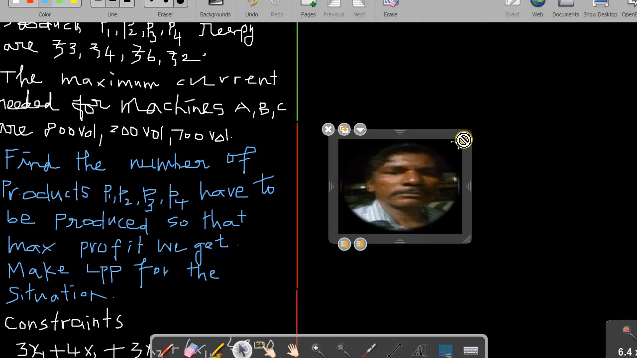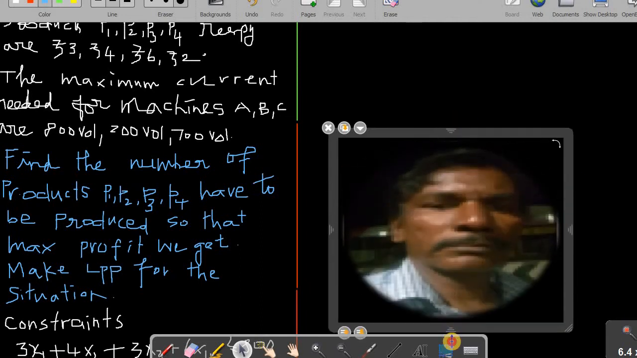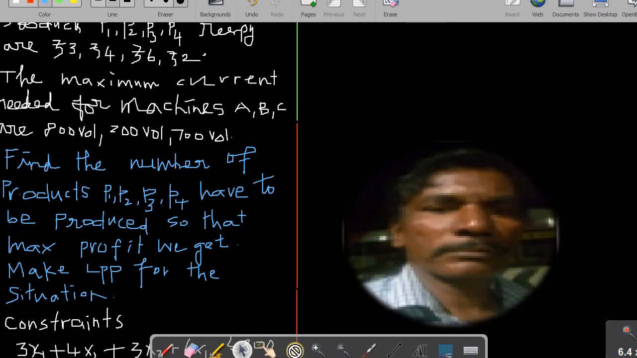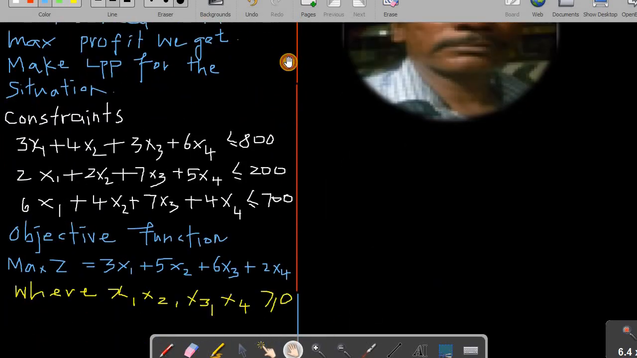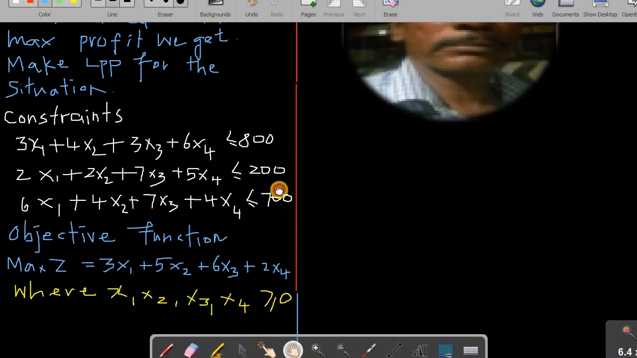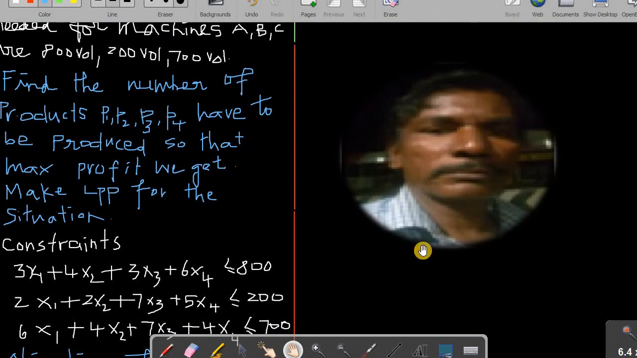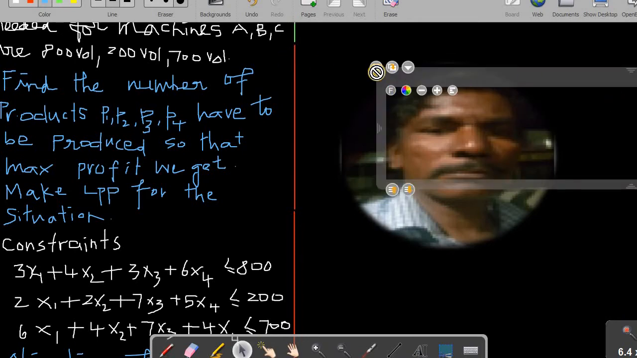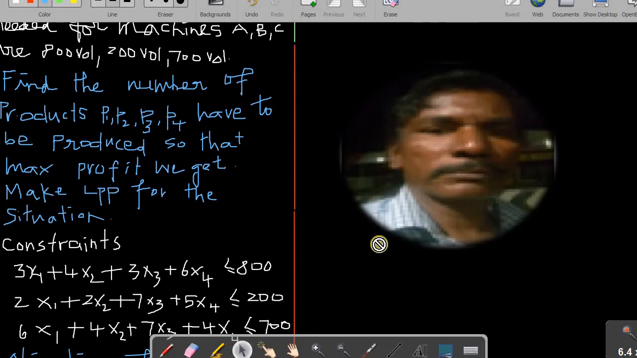So how to make this LPP model? That's what we are interested in. Now look at this. We need the full view here. Let us have a full view, then only can we make the question pattern visible to you. Otherwise, it will not be visible to you.